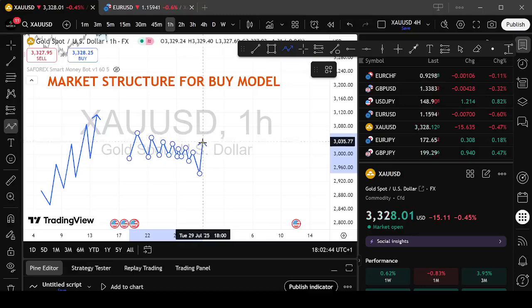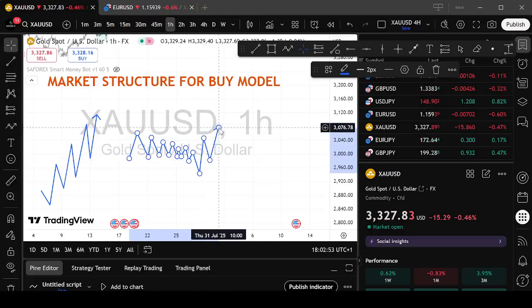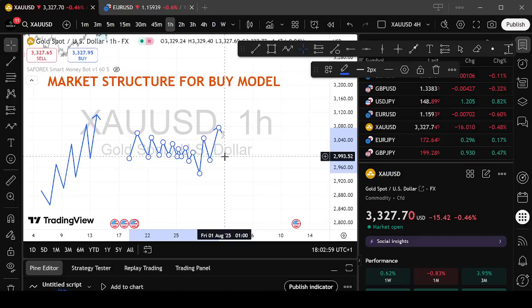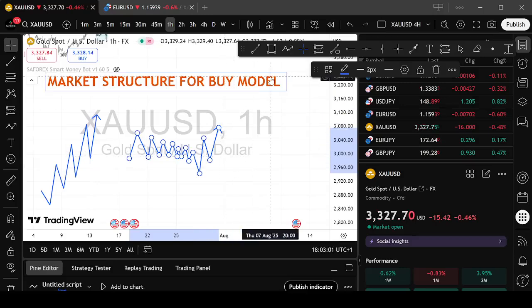So what that does is that it now does what is called a change of character and then reverses, then breaks structure to the upside. This is what we always see in a buy setup. So the market will now do it and continue in the expansive state. This is an expansive state, right?